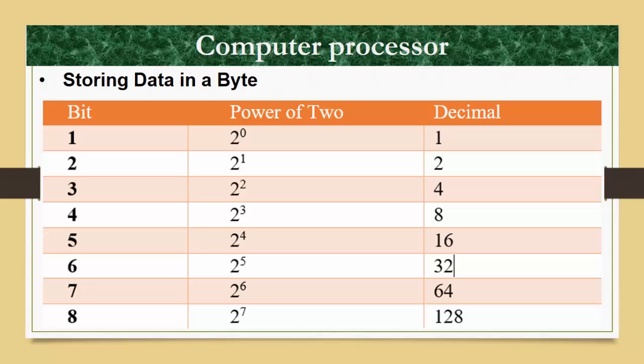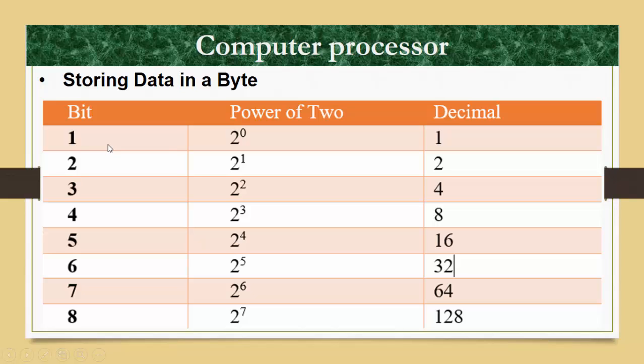As you see, students, in the table, here are the bits: the first bit, second bit, third bit, fourth bit, fifth bit, sixth bit, seventh bit, and eighth bit. Usually, students, a byte is a combination of 8 bits. The first bit has a value 2 power 0, and in decimal number, it has a value like 1.